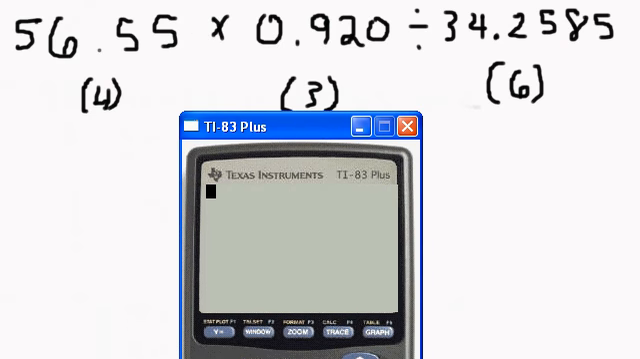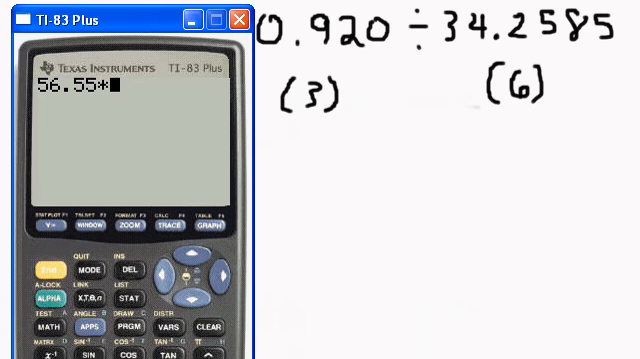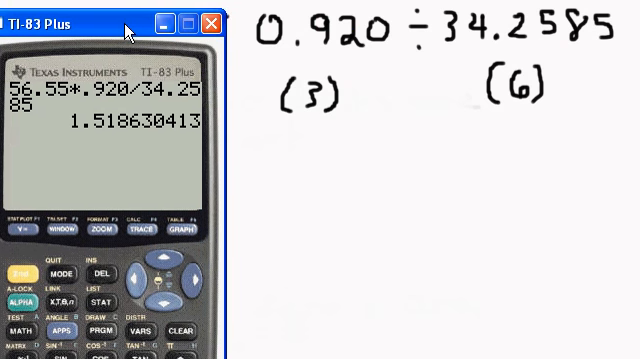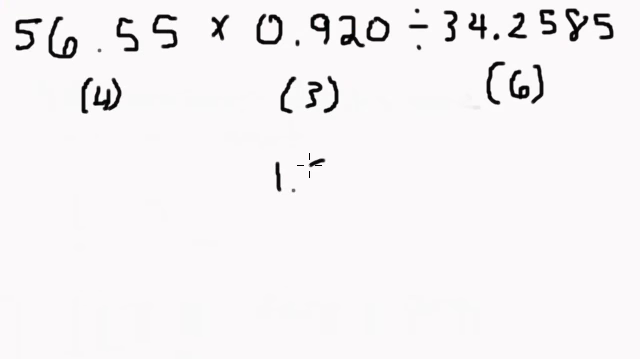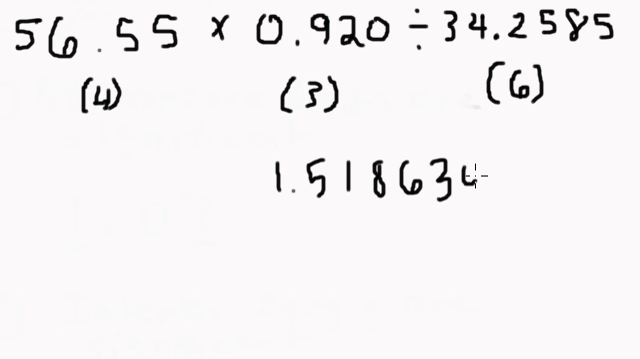So I'm going to plug in 56.55 times 0.920 divided by 34.2585, and the calculator gives me this answer: 1.5186 3041, and so on and so forth. So this is the answer that the calculator gave me.